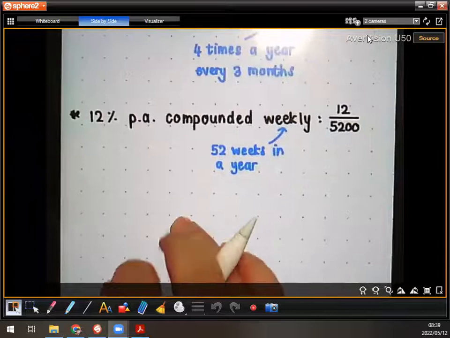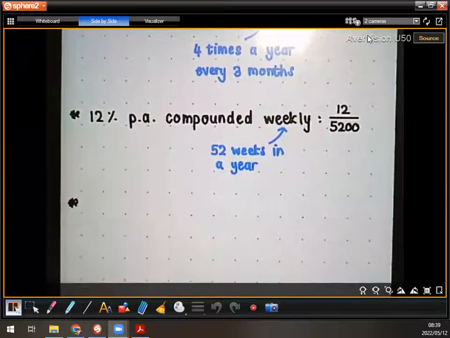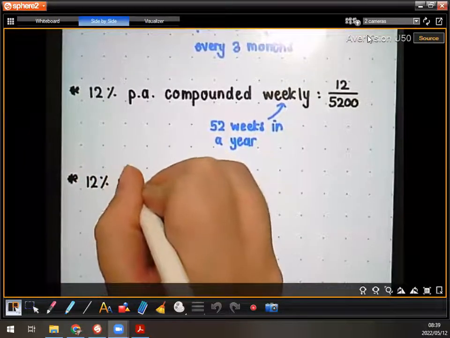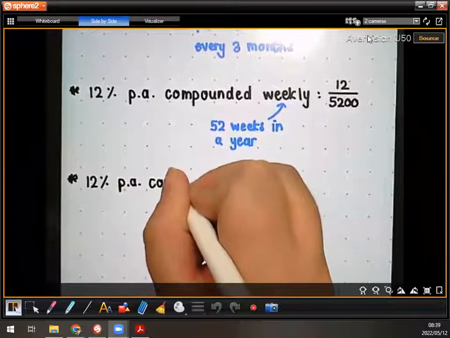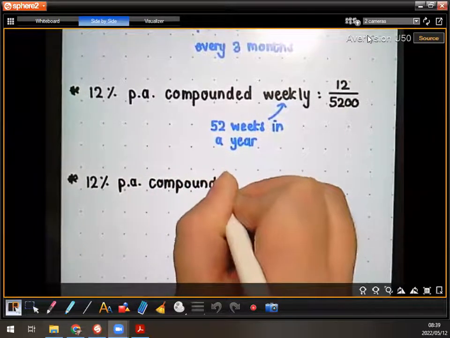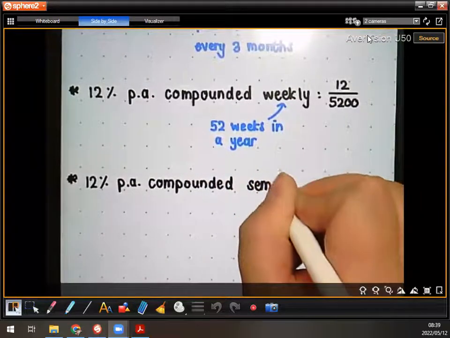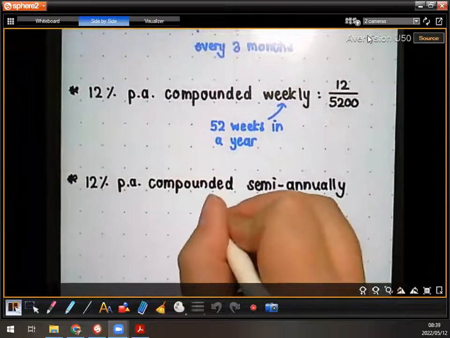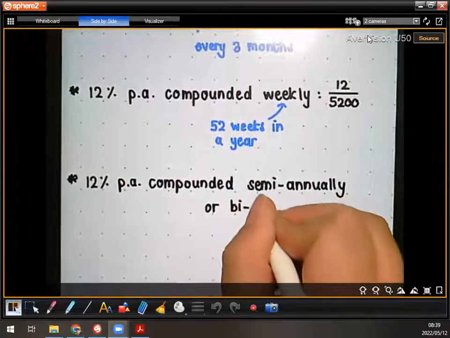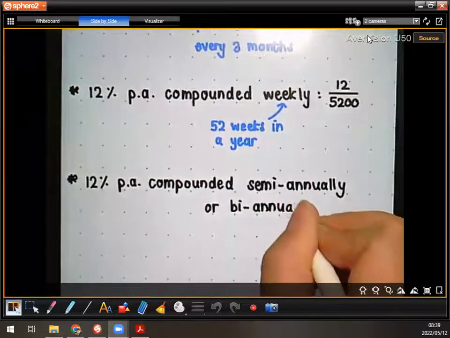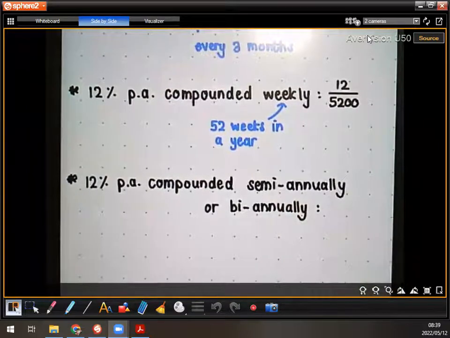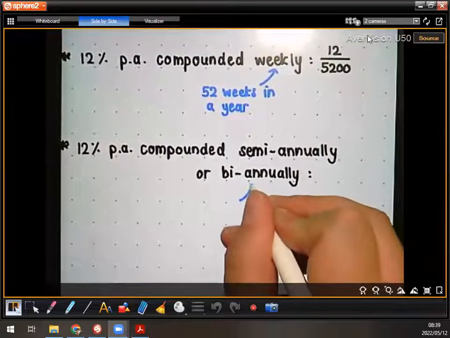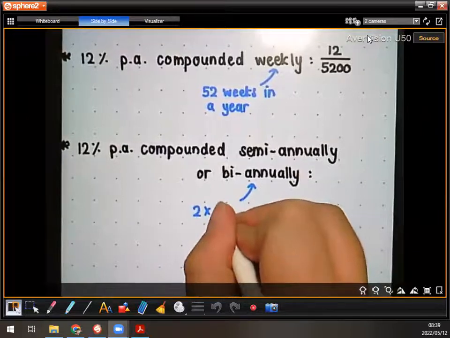Another one that is also quite common is where they talk about semi-annually or biannually. So 12% per annum compounded semi-annually or biannually. And that basically means twice a year. So every 6 months, essentially. So we can add that there: 2 times a year.